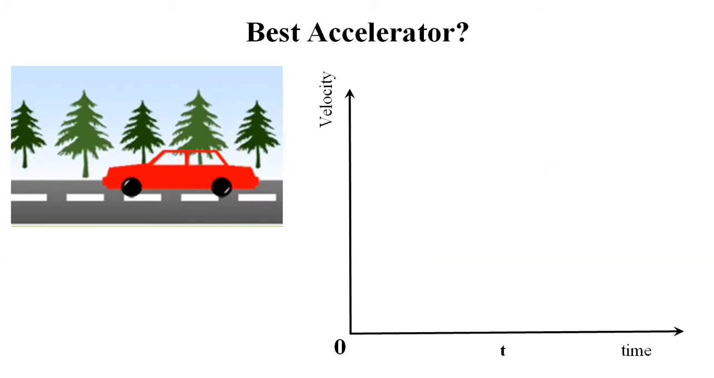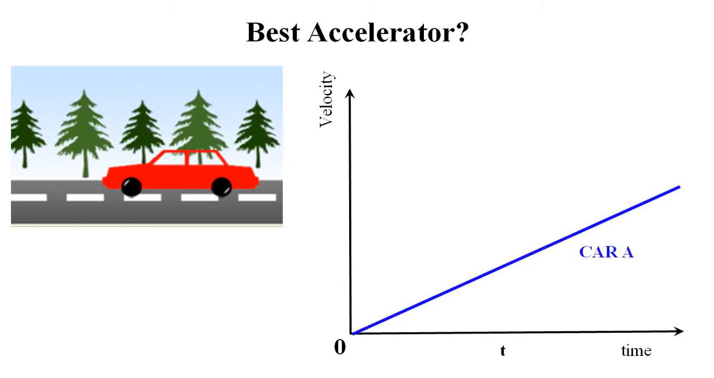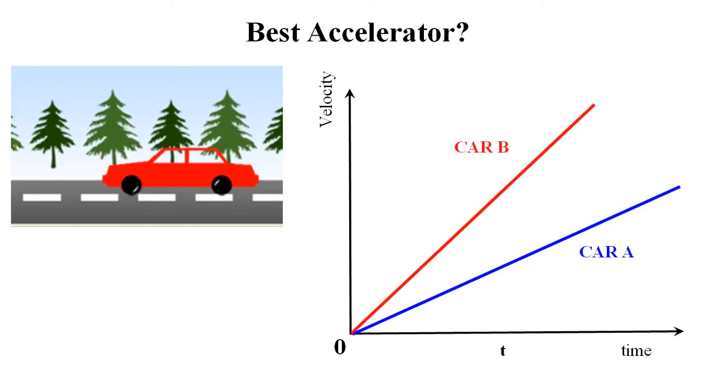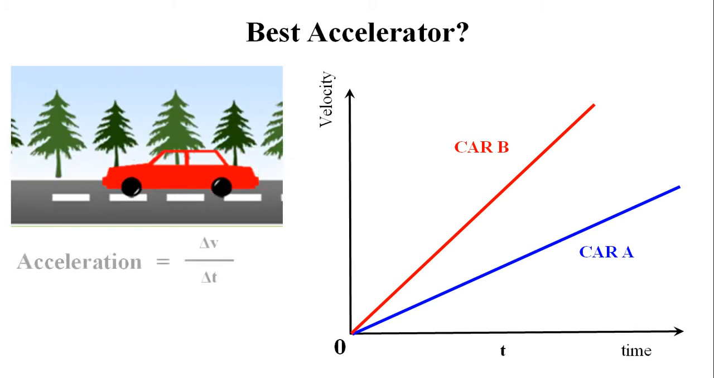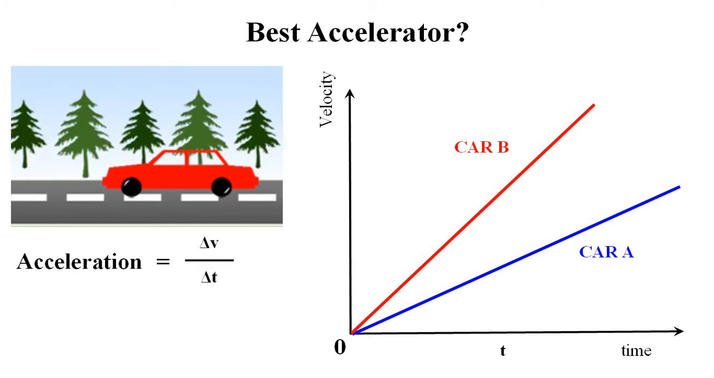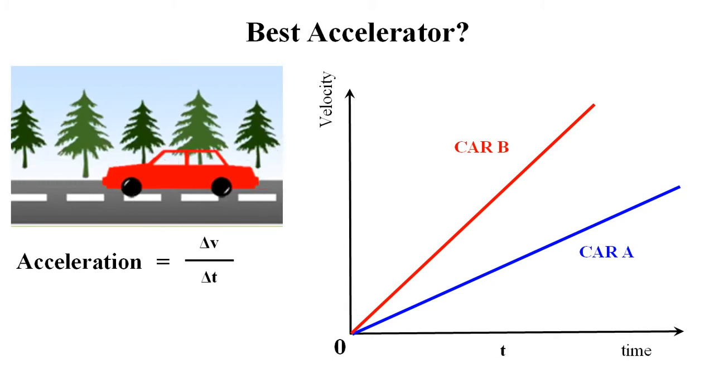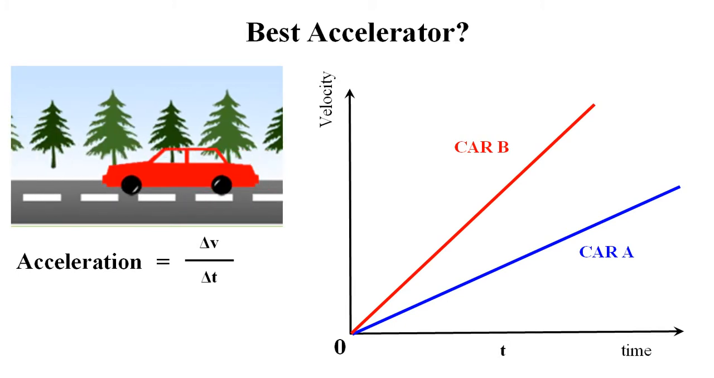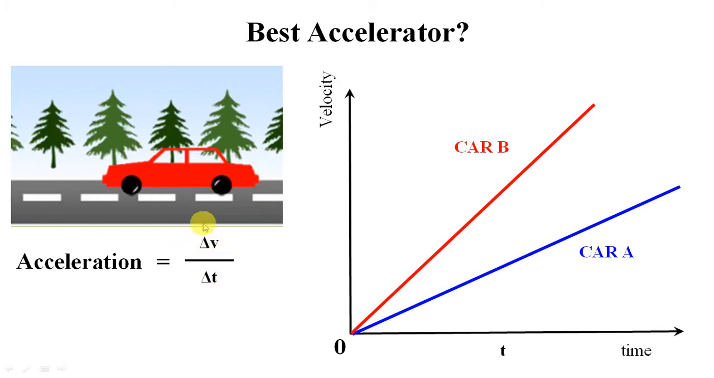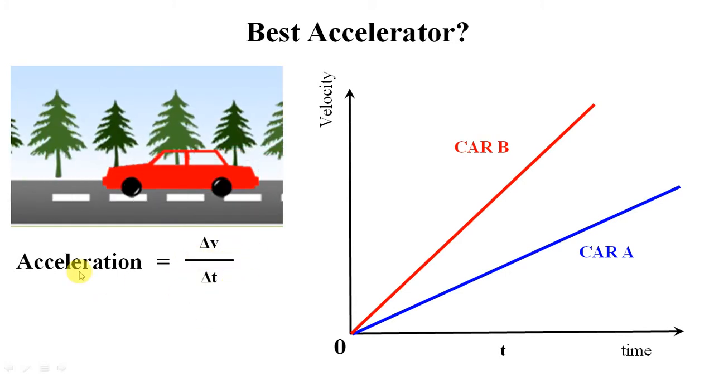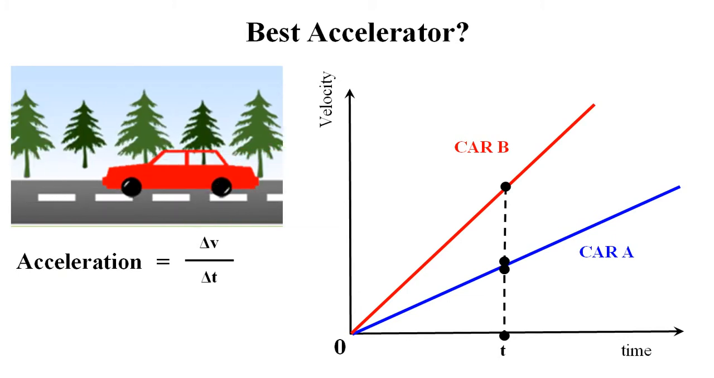Let's try to solve a problem to find which of these two bodies, car A and car B, has got the highest acceleration. And to do that, we would consider the concept of slope for a velocity time graph, which gives us acceleration, because we would like to find which of these two bodies has got the highest acceleration. So it's always best to use this equation, which gives you change in velocity by change in time.